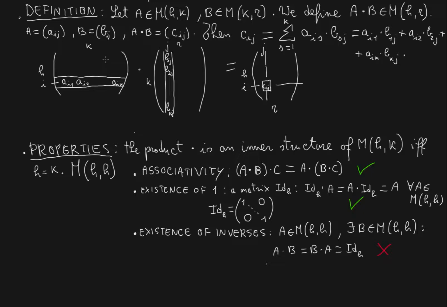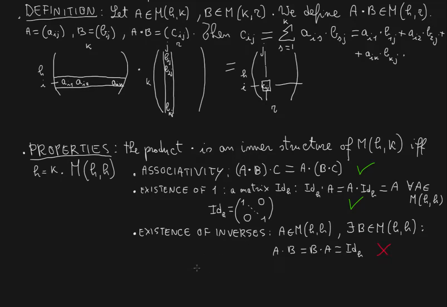Therefore, we have the first non-trivial case, which is h equals 2. So for example, in M22, consider the matrix A equals, I don't know, 1, 2, 2, 4. Okay, so this matrix has no inverse.